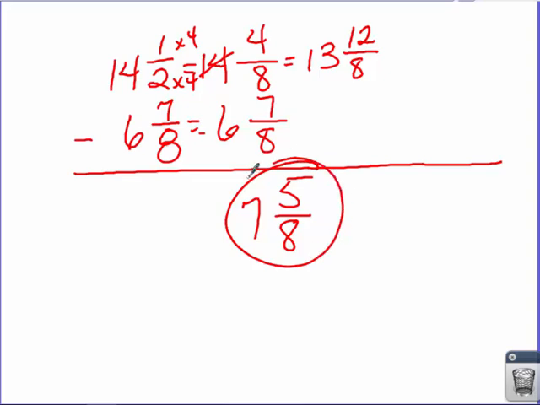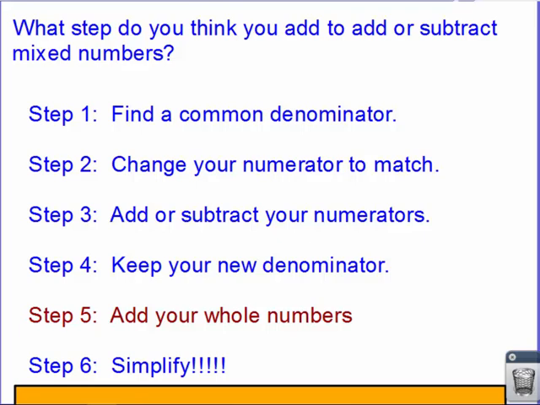So what we've talked about today is how do I add and subtract mixed numbers with integers or with negative numbers. We've got 6 basic steps that we follow when we're working with mixed numbers. Step number 1 is always find a common denominator, and then change your numerator to match. Whatever you did to your bottom, you must do to the top. Add or subtract your numerators, keep your denominator, add or subtract your whole parts, and then simplify.